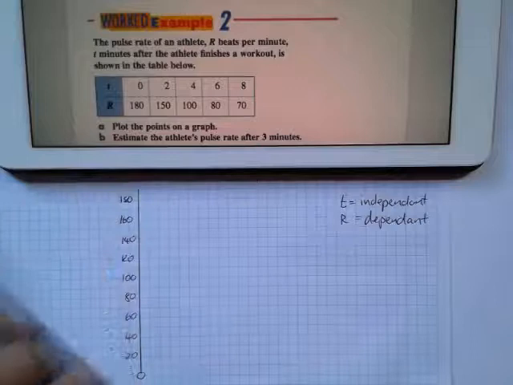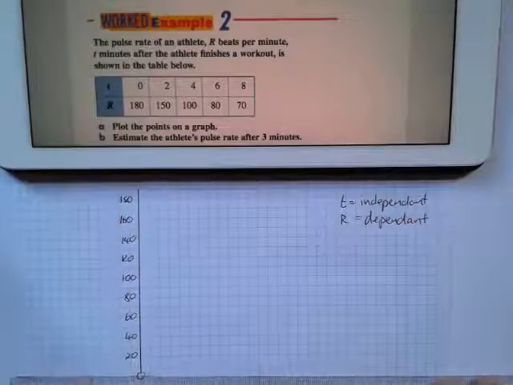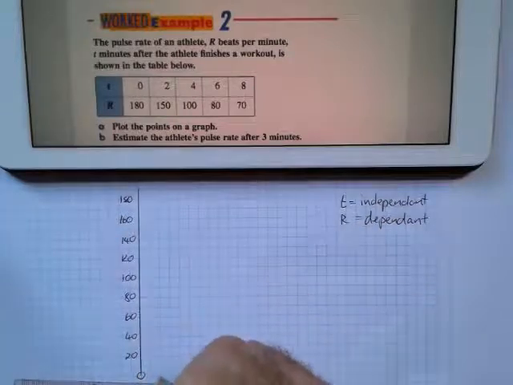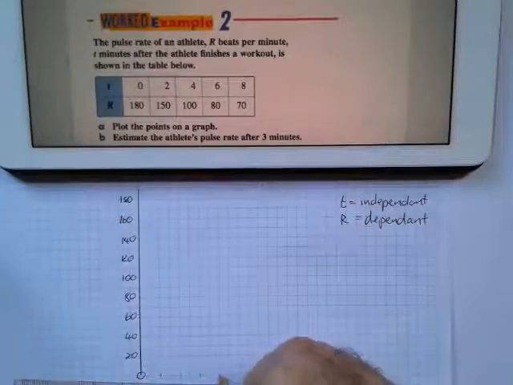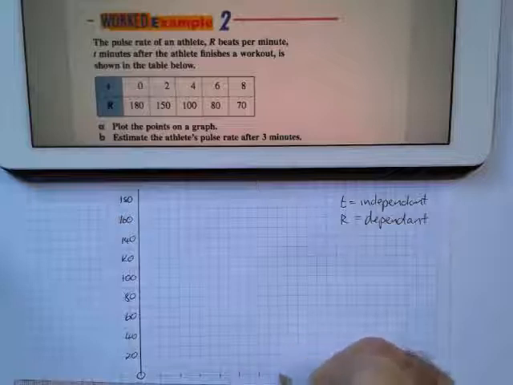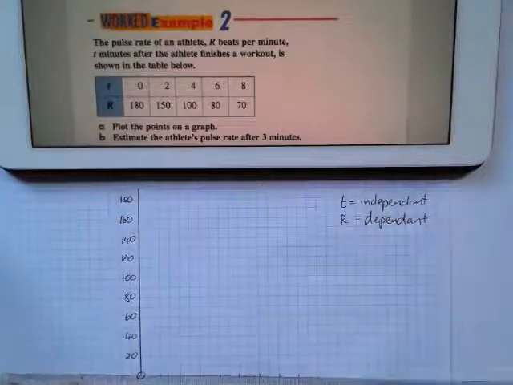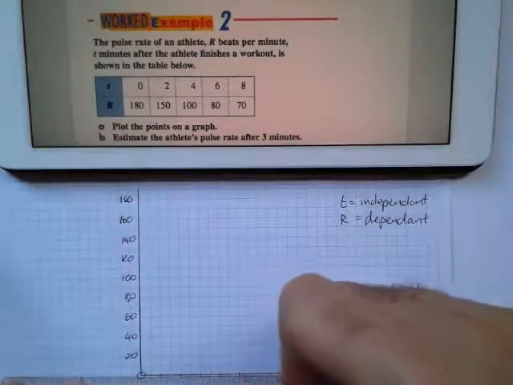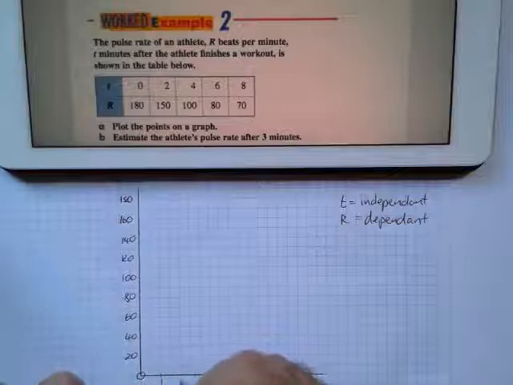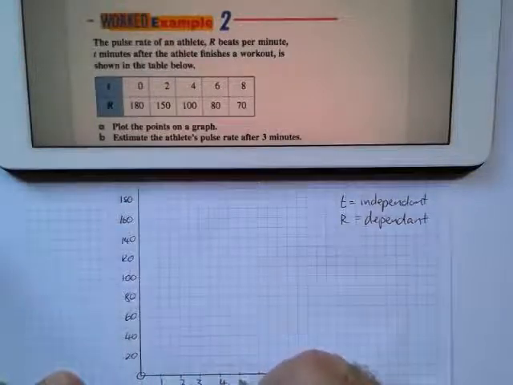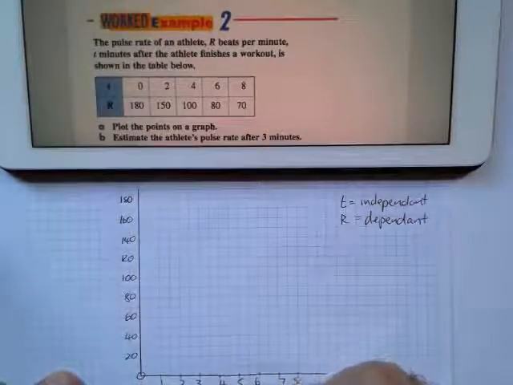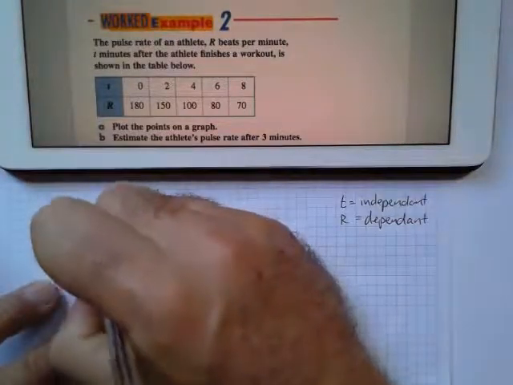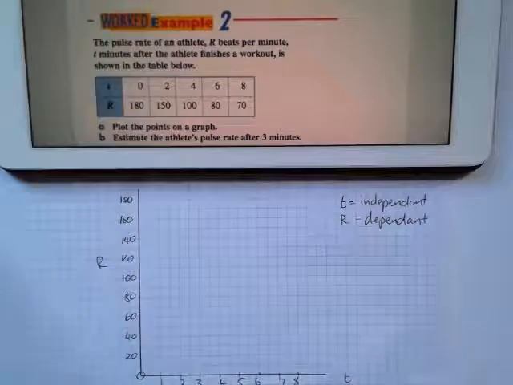Using a ruler, and I also use grid paper. This will have to go to 8. So I'm just going to say that's 1, 2, 3, 4, 5, 6, 7, 8. And I'm going to call this R, beats per minute, and this is the time in hours.